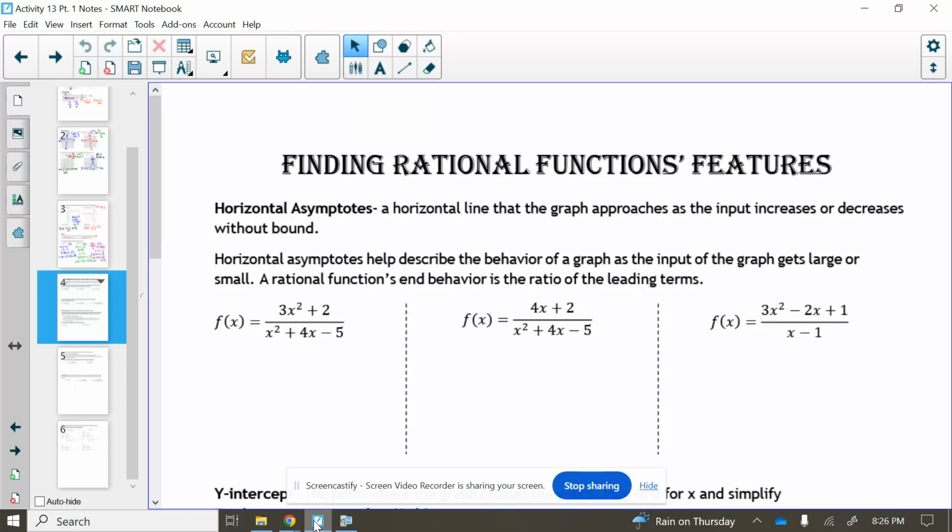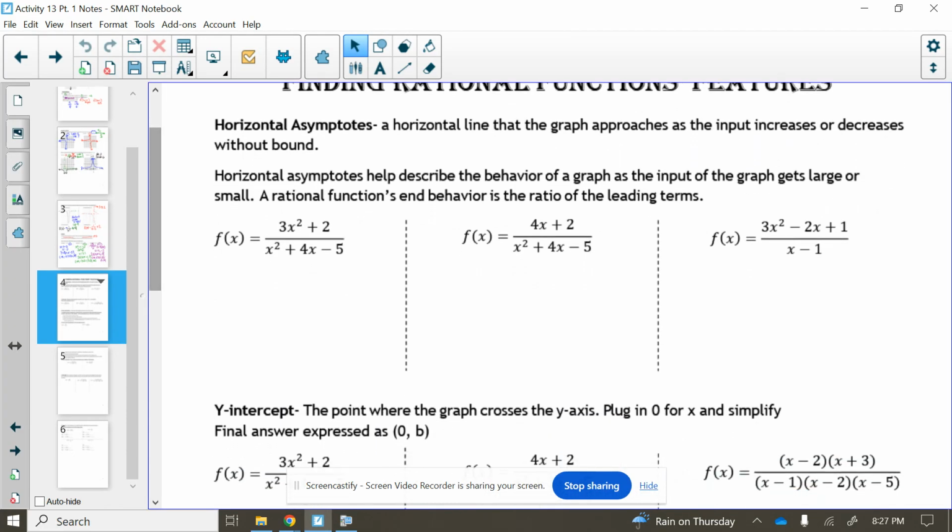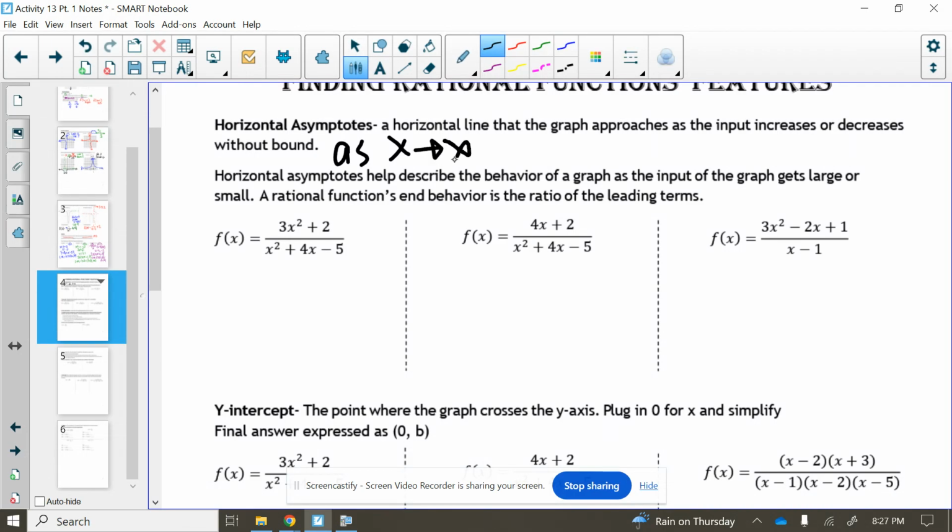Today we're going to talk about finding the key features of our rational functions by using their equations. First thing we're going to talk about are the horizontal asymptotes. And our horizontal asymptotes are our horizontal lines that our graph approaches as our inputs increase or decrease without bounds. So essentially, as the x's go to either infinity or negative infinity, they're going to approach these horizontal asymptotes if they exist.